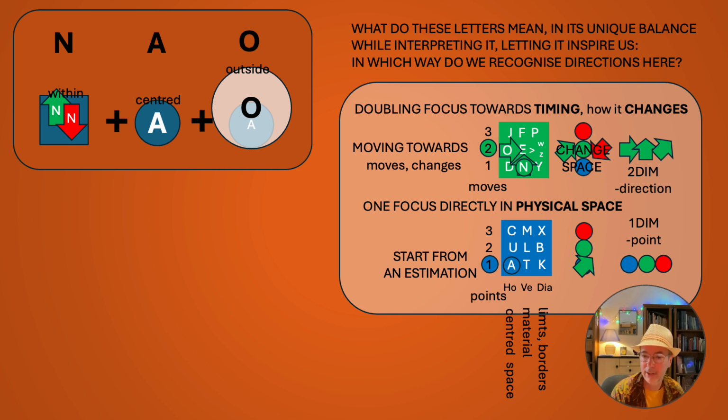The first 9 letters are actually points in space. Let's say one-dimensional points even. 1 point in A, T, K, 2 points in U, L, B, 3 points in C, M, X, and in the middle, or centralized a little bit further away, so that you can work with the material that's there as well, or with the limits and limitations at the end. That's actually all the kinds of focus that you can make with points in space.